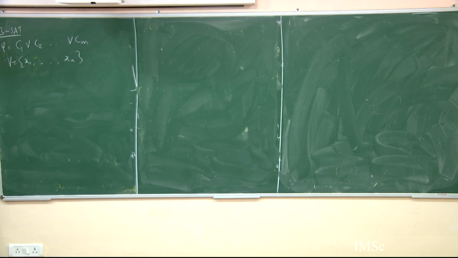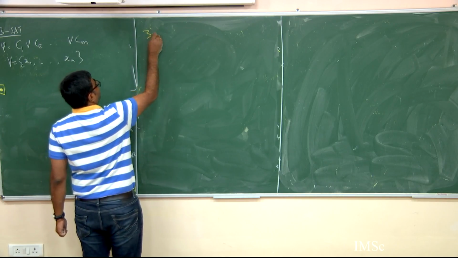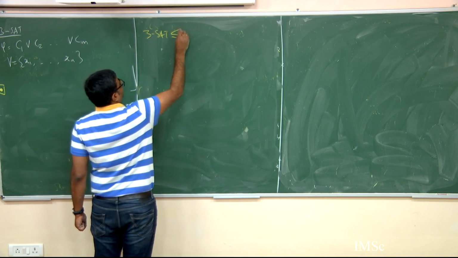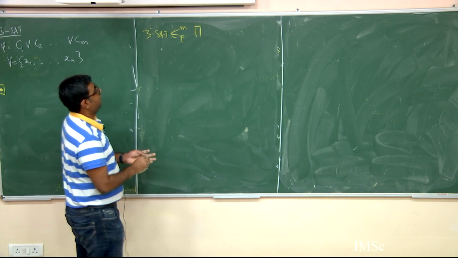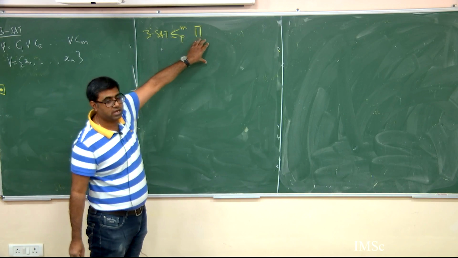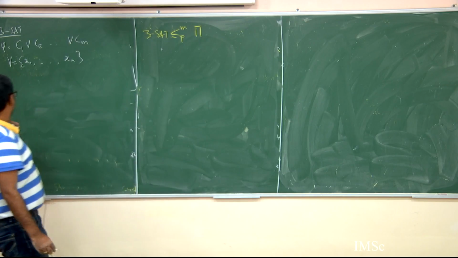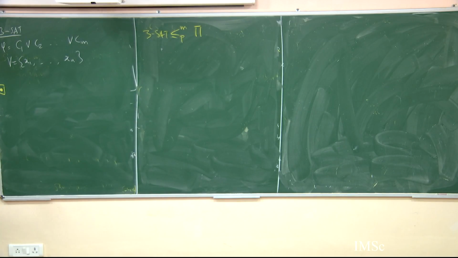Now, the natural way of looking at SAT is: what is my goal? My goal is to find a satisfying assignment. So when I say I'm giving a reduction from 3-SAT to some problem pi, it means I'm taking an instance of 3-SAT and converting it into an instance of pi.